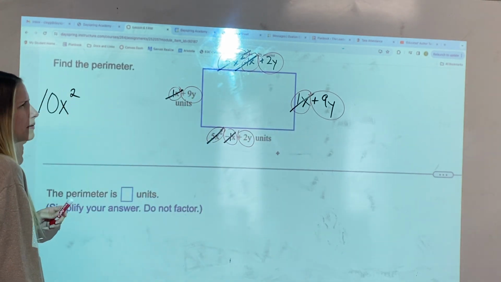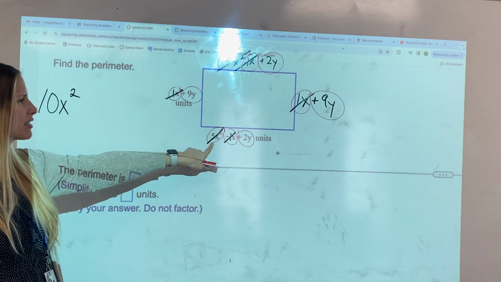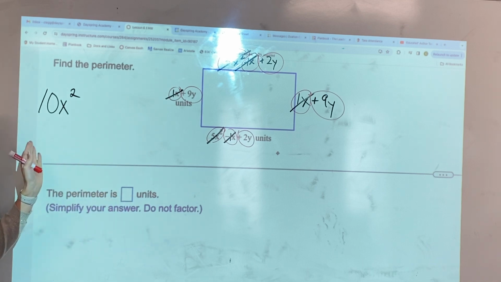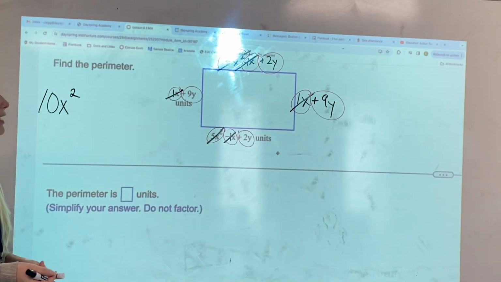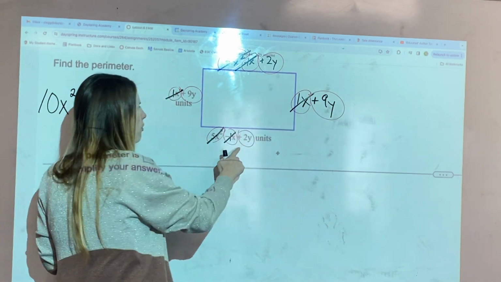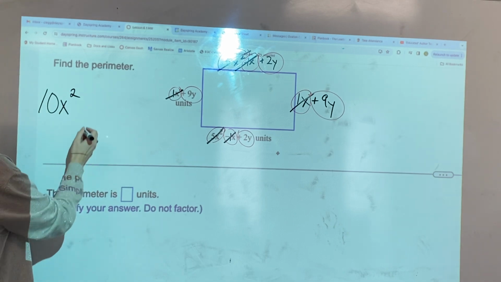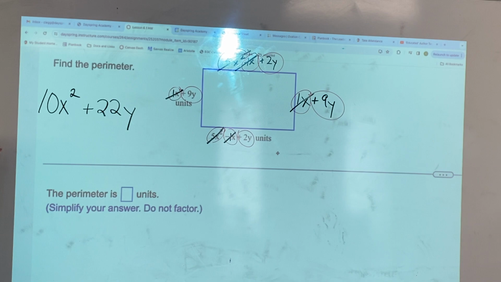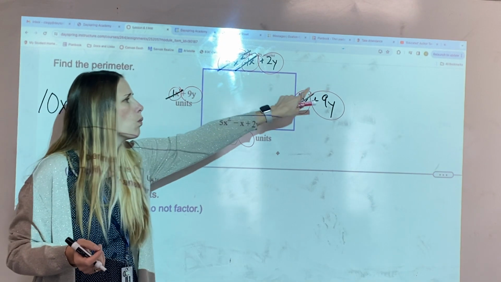How did you get 10x to the second? 5x squared plus 5x squared. All I'm doing is circling all of the terms and adding them up. So what do I get for this? I have 9 plus 9 is 18. Add 4, and I get 22y. You added up the 9s with the 2s? Yes, because they're all y terms. They're the same term.